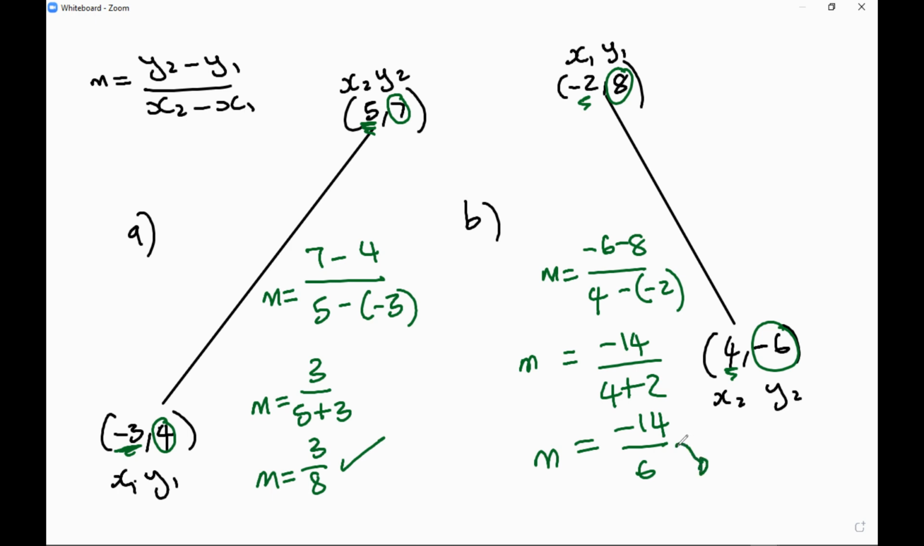We have to simplify any fraction in our exam always. So whenever you get a fraction as an answer, make sure that you simplify it into its most simplest form. Okay, so simplifying is very important. So I'm going to divide the top by 2 and divide the bottom by 2. It's going to become -7 over 3. And that is my final answer for my gradient.